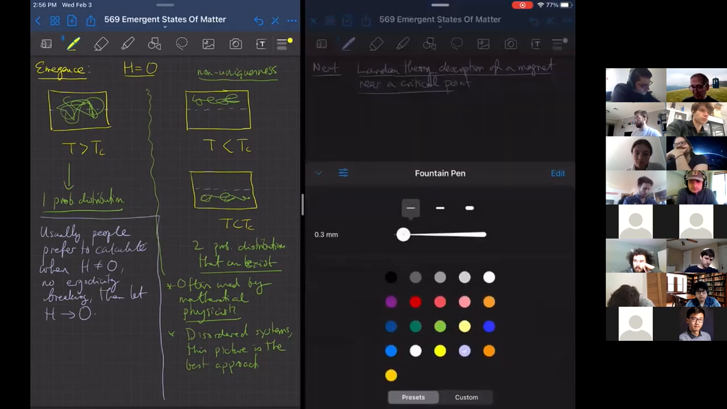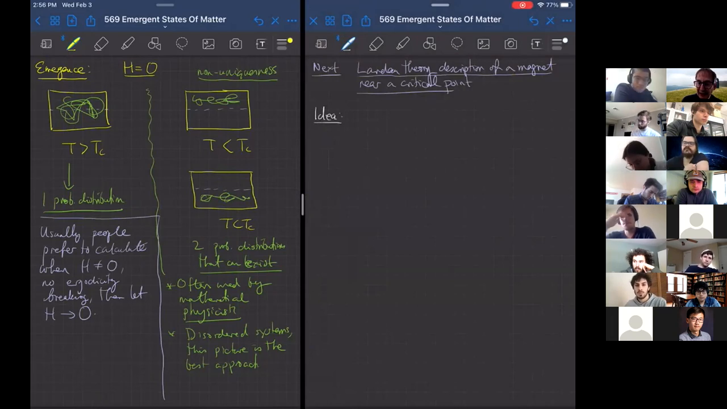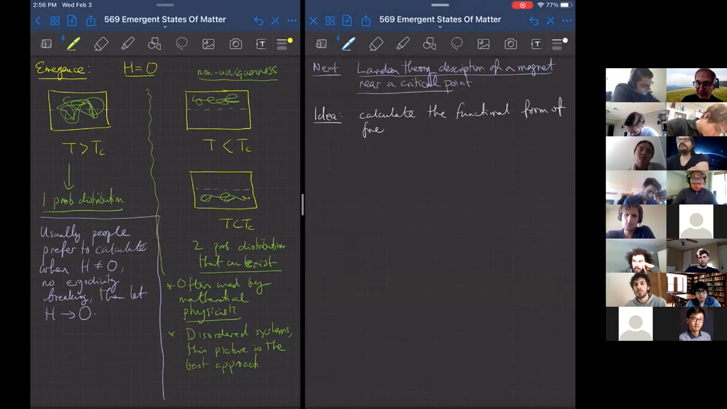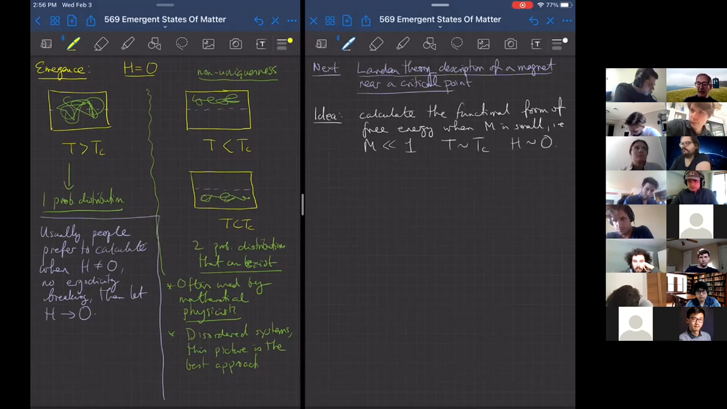So Landau theory, as you should remember, is a kind of unified picture of what happens near a critical point. So it applies whatever the physical system is. So the basic idea is to calculate the functional form of the free energy when the magnetization is small, i.e. m is much less than 1, t is close to tc, and h is close to 0. So hopefully you'll remember that if one does that, this is what one gets.